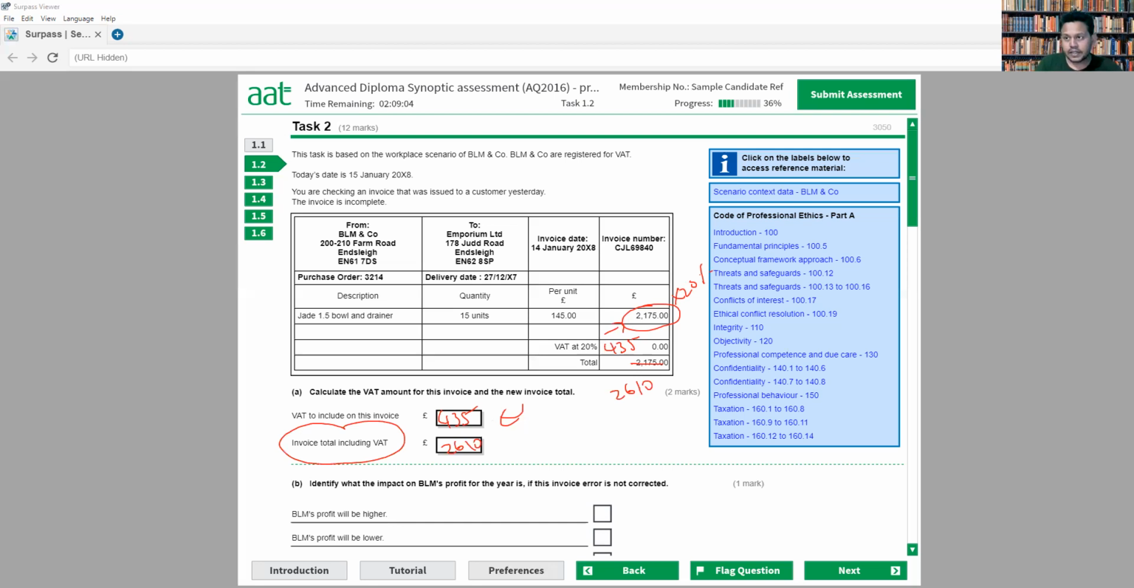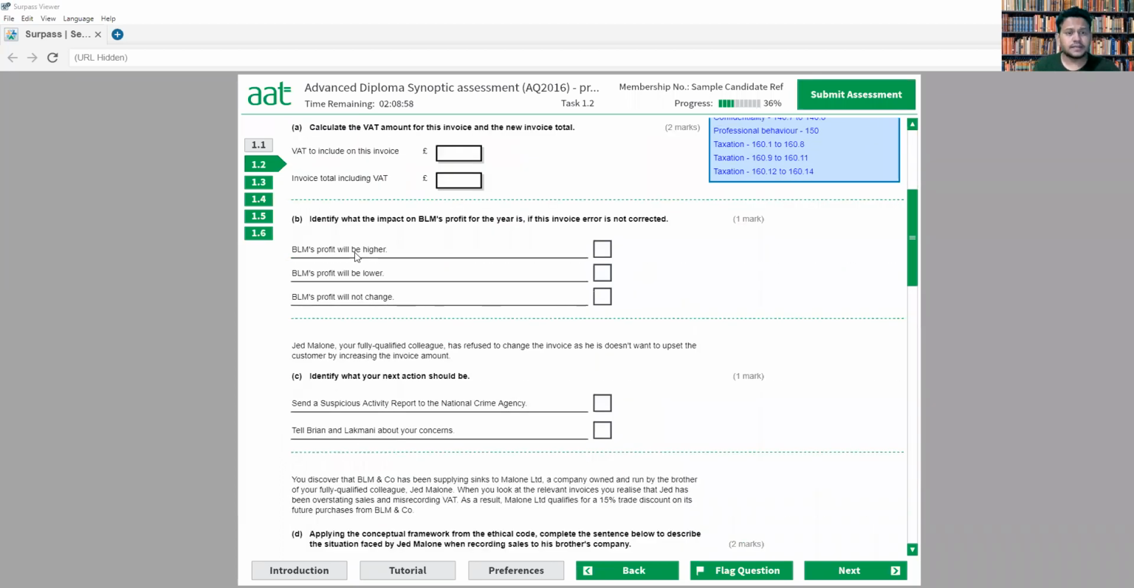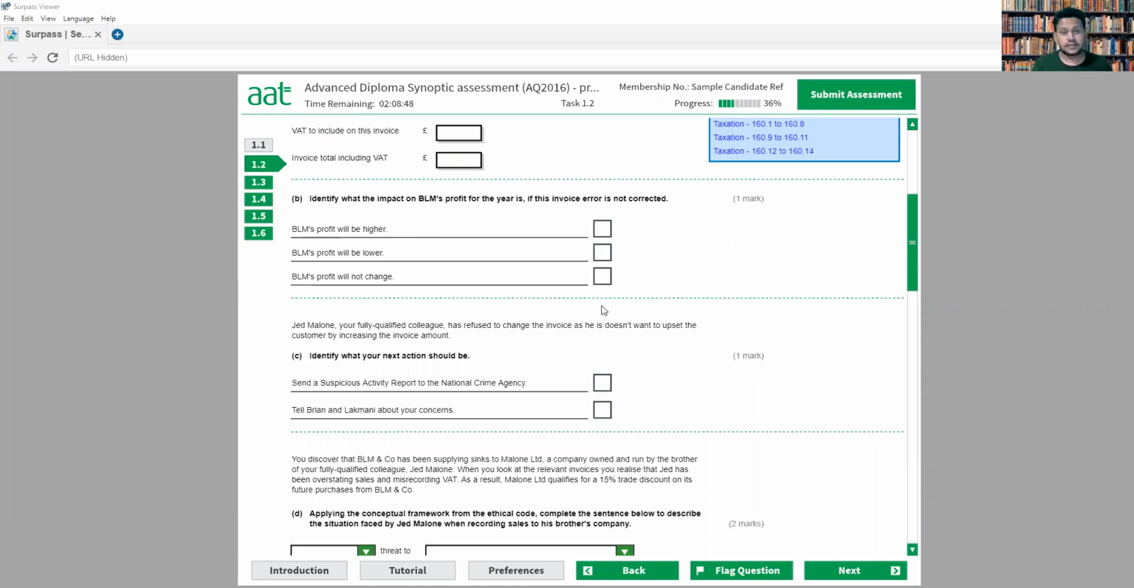All right, let's move to the next one. This is a very easy one. The next one says, identify what the impact on BLM's profit for the year is if the invoice error is not corrected. So they are saying if we don't charge the VAT and don't correct the total, what will be the impact on the profit?